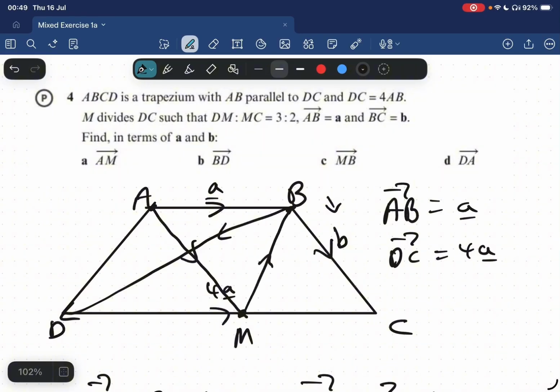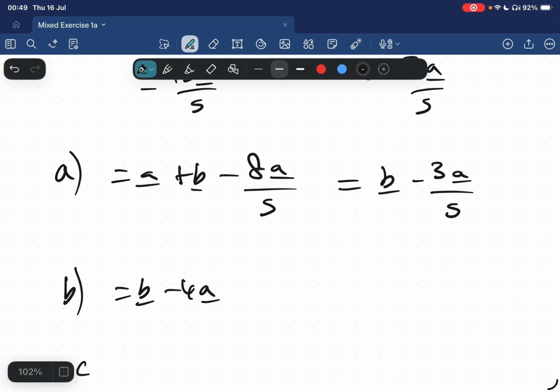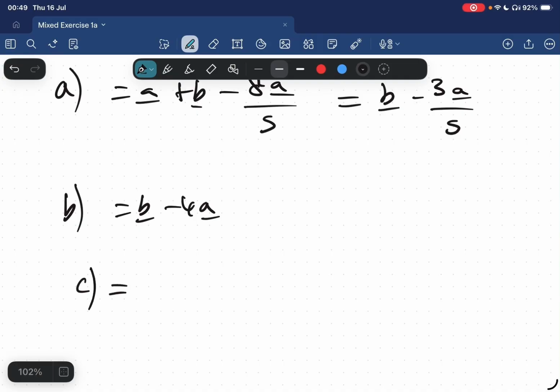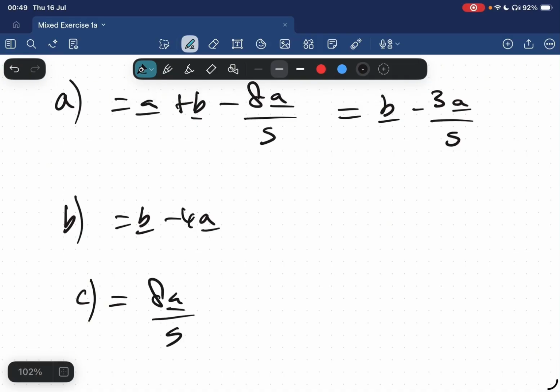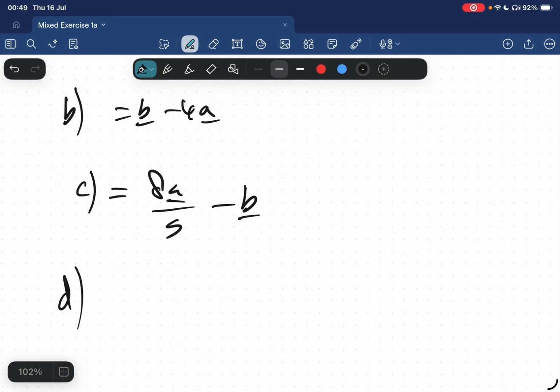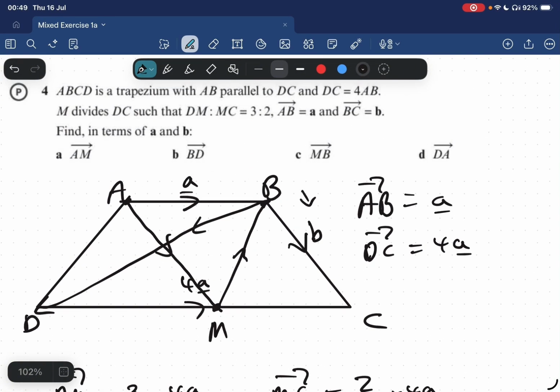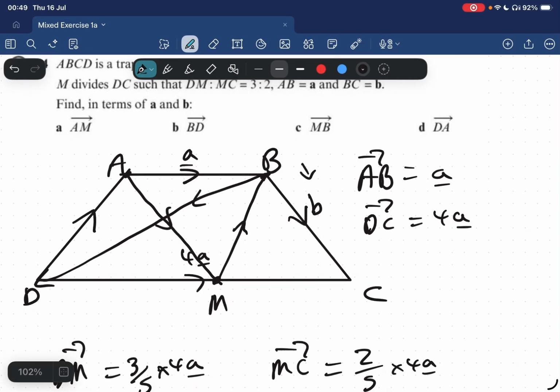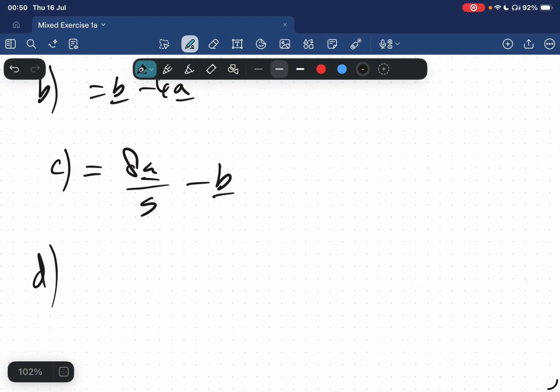Then our next one, M to B. Let's go this way, starting at M. So we've got MC minus b. Perfect. And then the last one, we have D to A. That one we didn't need, as we did it the other way, but it's quite helpful to have. So D to A, we're going to do 4a, take away b, take away a.